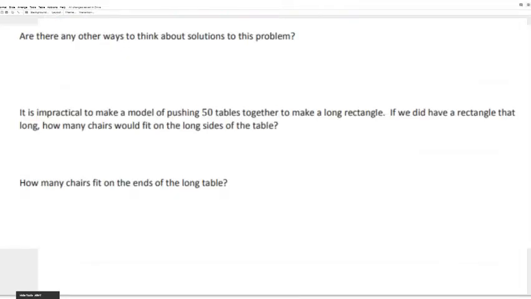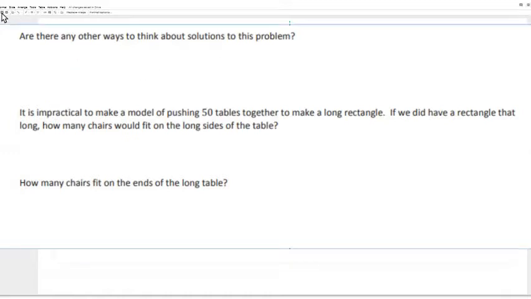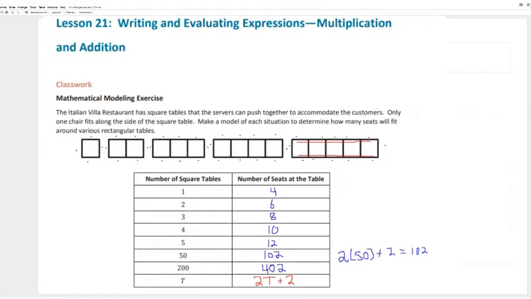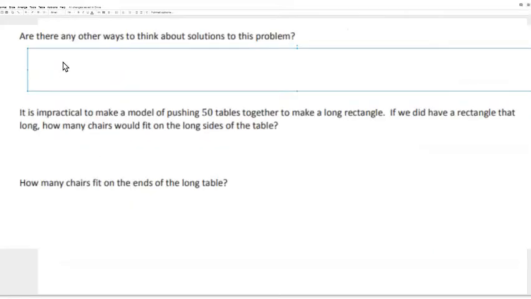Let's go through a few questions that they have for us. Are there any other ways of thinking about the solution to this problem? Well, I did talk about that. I talked about doubling the number of tables and then adding 2. Another thing we could think about is that regardless of the number of tables, there is 1 on each end. So no matter how many tables we have, 1 on each end of the table set, and then 2 chairs on each side of the table. That's another way of thinking about it. I said double, but this is another way of thinking about it.